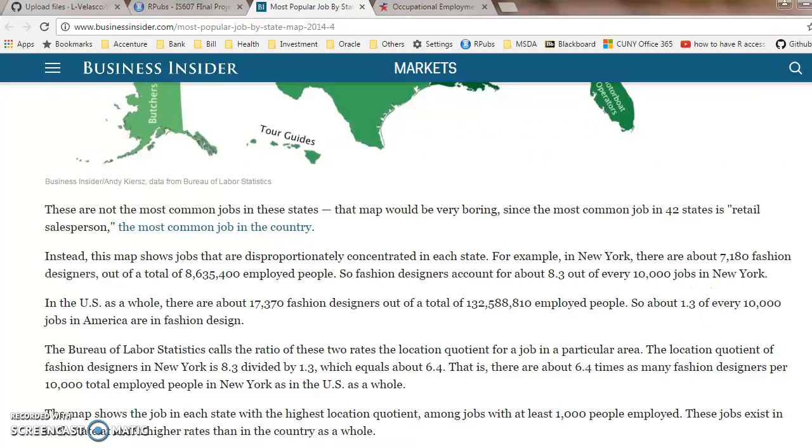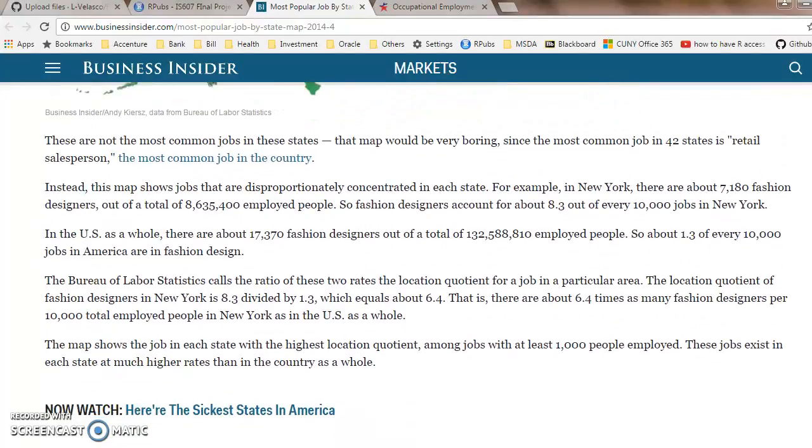So in this example, 8.3 divided by 1.3 gives a location quotient of 6.4. In layman's terms, it means there are about 6.4 times as many fashion designers in New York as in the United States as a whole.